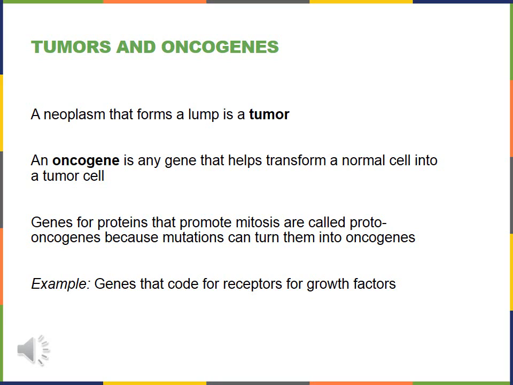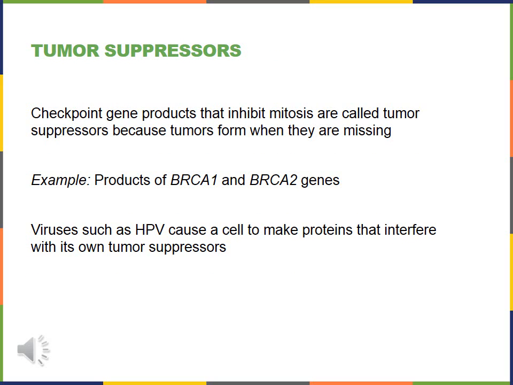And then genes for proteins that promote mitosis are called proto-oncogenes because mutations can turn them into oncogenes. Okay, so now we're able to pass on that tumor material to our offspring, unfortunately. One thing I'd like to mention is I've talked about how mutations are not always a bad thing. Mutations, even if it's a bad one, will be passed down in your genetic information, but just because you have that gene for an ailment or pathology does not mean it's going to manifest itself in something harmful to you.